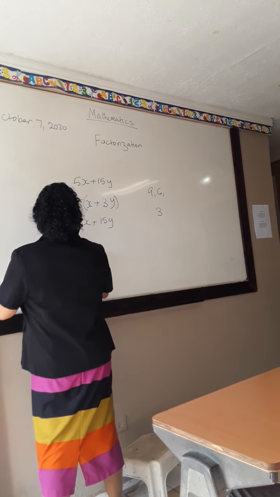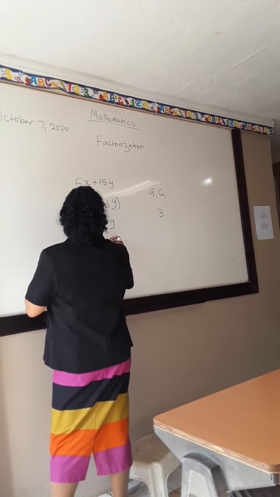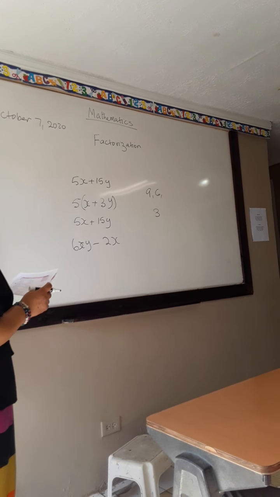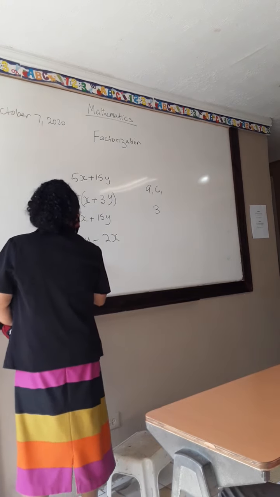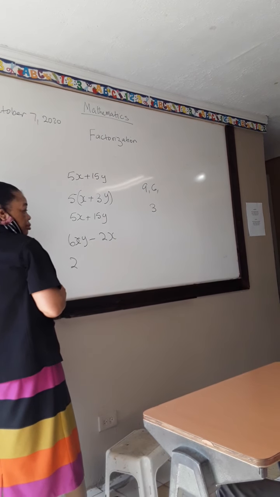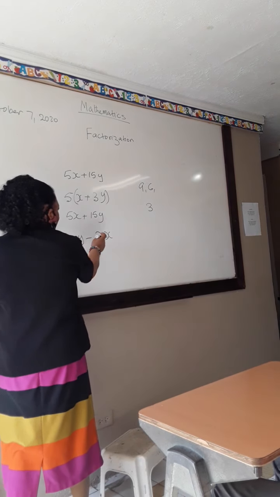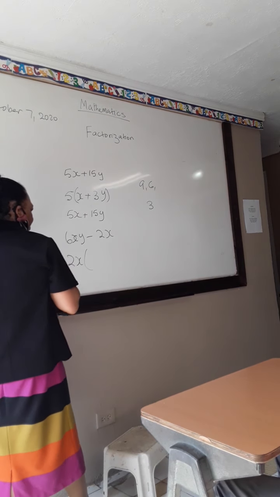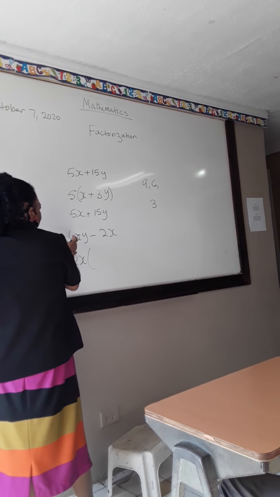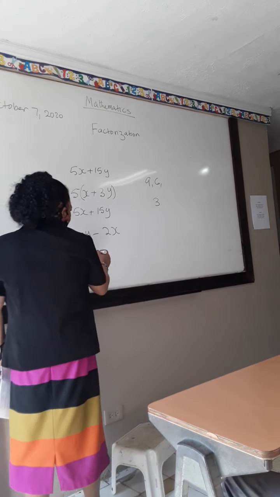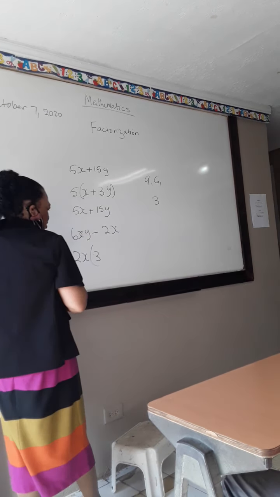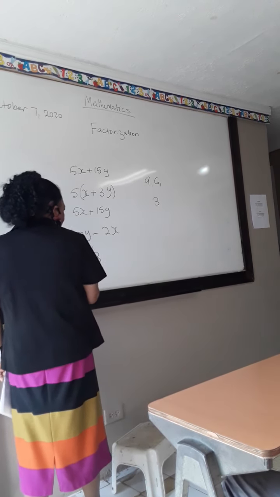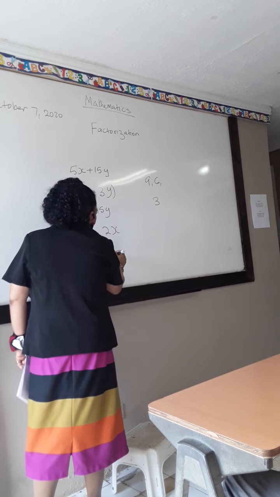This one had 6xy minus 2x. What is a common factor in this problem? 2. 2 is a common number. What about a letter? X. X is a common letter. So on the outside I would have 2x. Now I open the bracket. 2 into 6 is going to give me 3. And x into x is going to give me 1, so I would not put the 1 there. I would simply put my y.